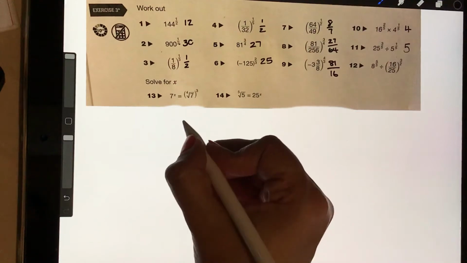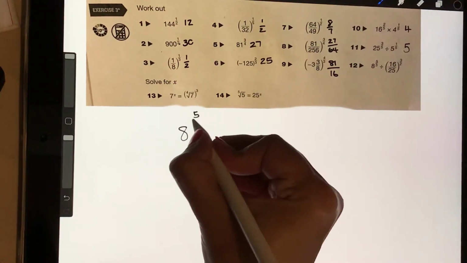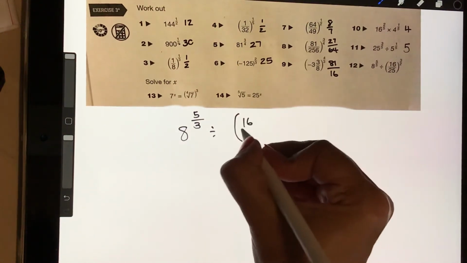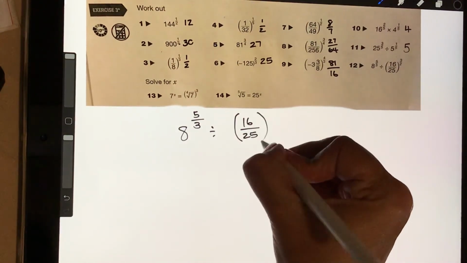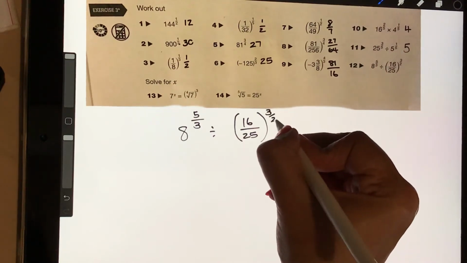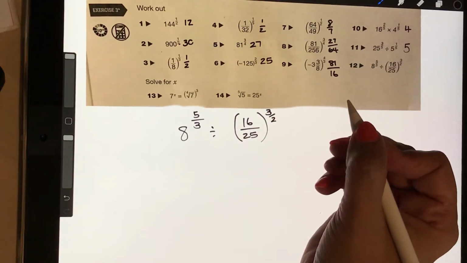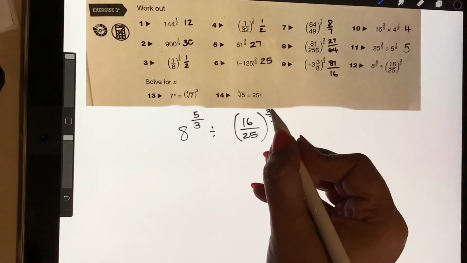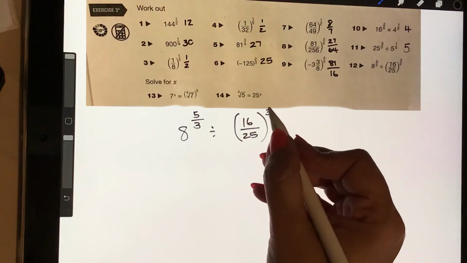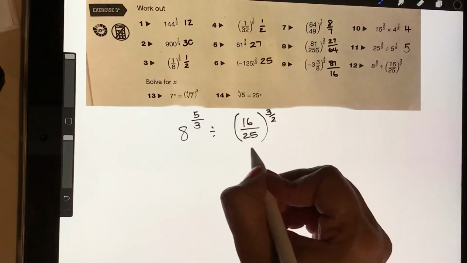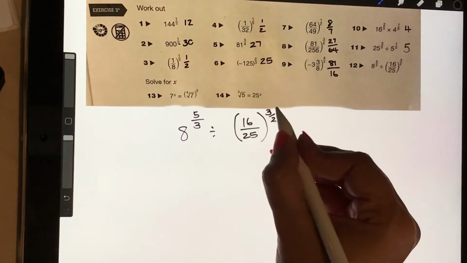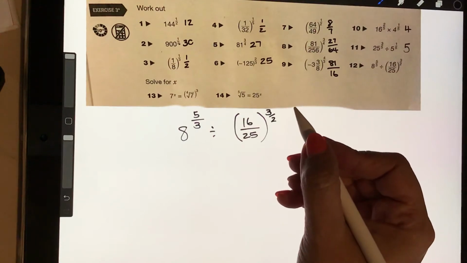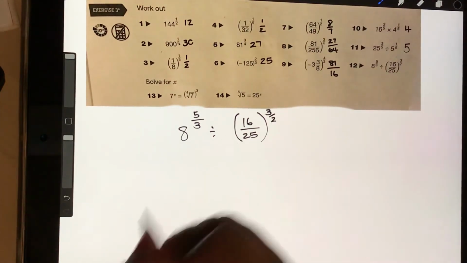For number 12, we've got 8 to the power of 5 over 3 divided by, in brackets, 16 over 25, all raised to the power of 3 over 2. You again have the choice. You can either simplify this and then multiply it by raising a power to a power, or you can go the way of taking the square root of 16 raised to the power of 3. So what I'm opting for is just to simplify this.